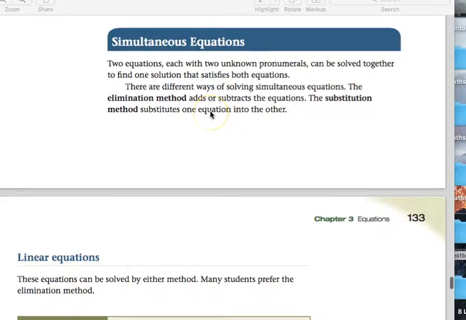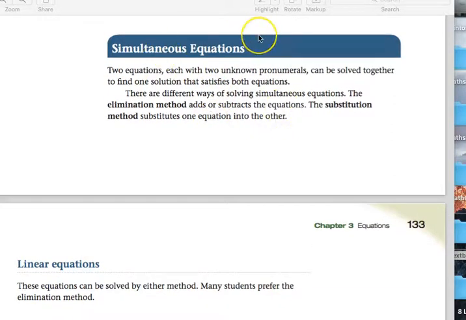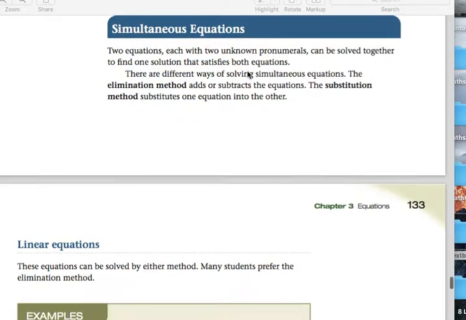Okay, exercise 3.12, simultaneous equations. Simultaneous is when you've got two unknowns, two equations, each with two unknowns. If you've got one unknown, you only need one equation to solve. If you've got two unknowns, you must have two equations to solve. If you've got three unknowns, you need three equations, and we're doing three unknowns next week, okay?